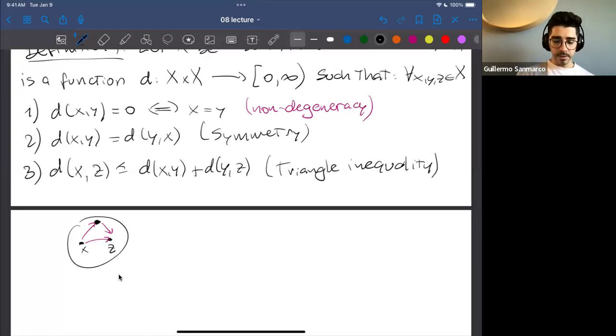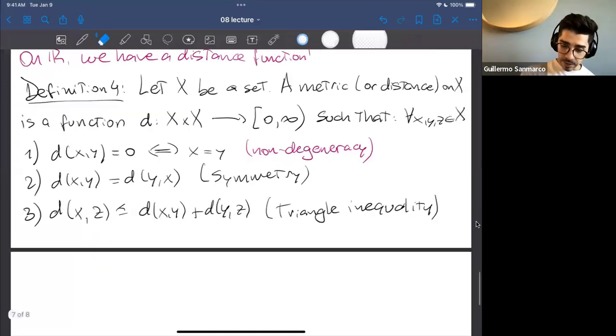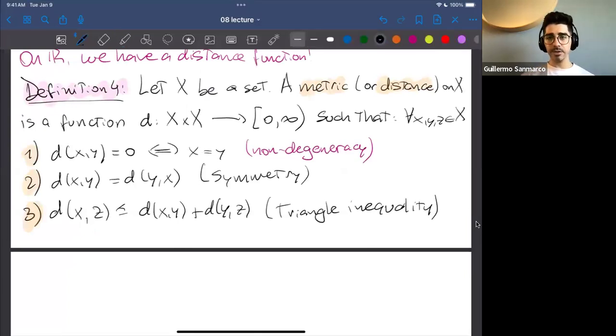Any questions? So this is just the definition. These are the minimum things that I'm defining. This is called a metric or a distance. Now these are the three properties I wanted to satisfy. Any questions?